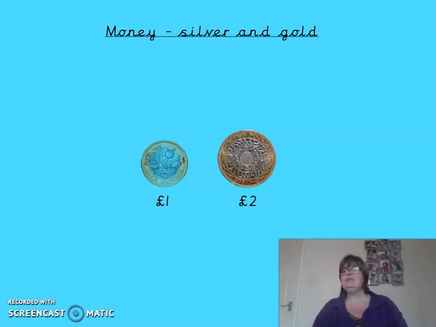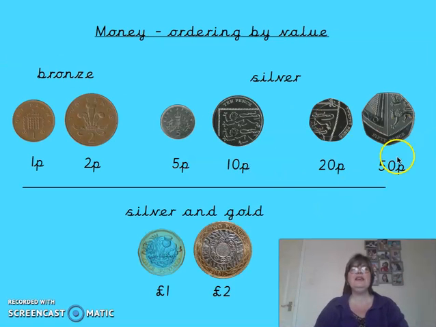Okay, let's have a look at them all together. So here they are all on one chart, ordered by value. So how much they are worth, what you can buy with them. So our bronze is worth the least. 1p is our smaller coin and 2p is our larger coin. Then we go on to our silver, and we've split our silver into curved and vertices. So our small 5p and then our larger 10p.